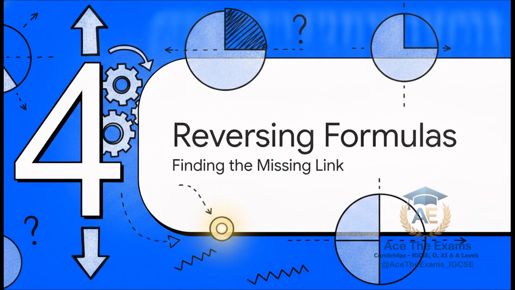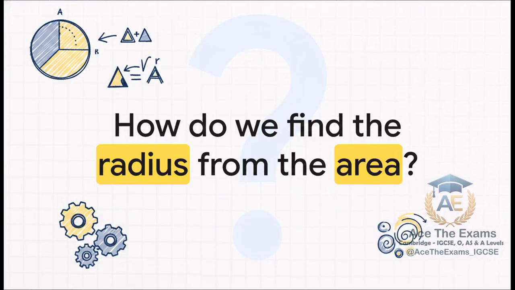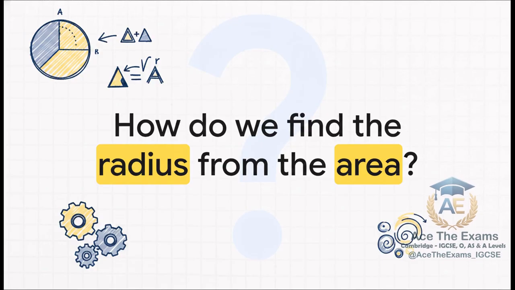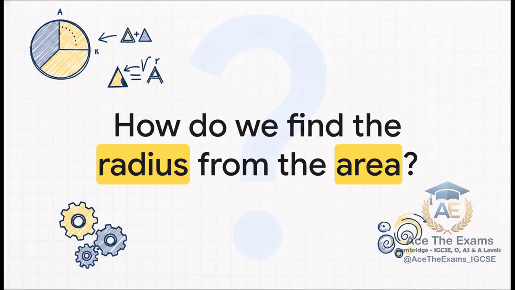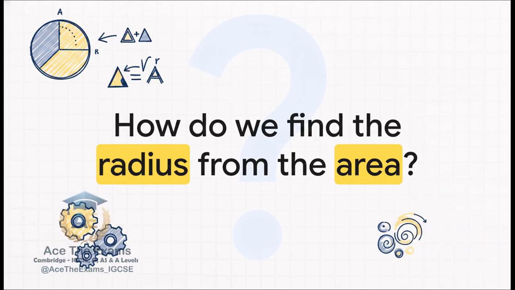Section 4. Working the formulas backwards, finding the missing link. Now that we know how the machine works forward, let's level up. We know how to find the area if we have the radius, but what if we only have the area and the angle and we need to find the radius? This requires a little bit of algebraic gymnastics, but if we stay organized, it's entirely manageable.